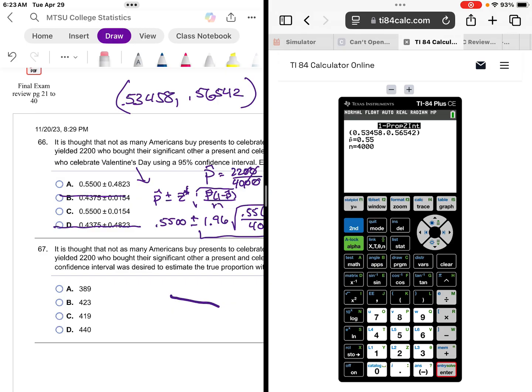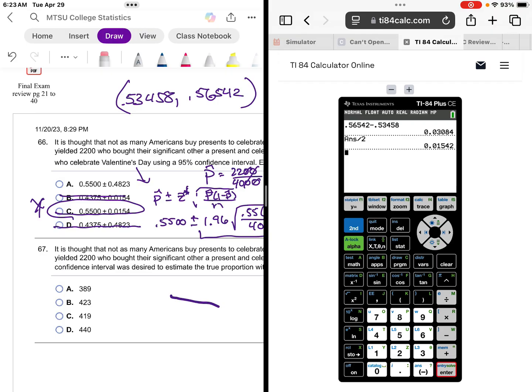So now, if I want to find the margin of error, I need to subtract those two numbers and divide by 2. So real quickly on the calculator, 0.56542 minus 0.53458, and then divide that by 2, and I find that it's 0.0154. So there we go, right there. So my answer is C.